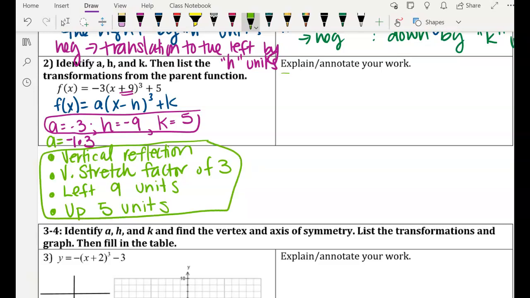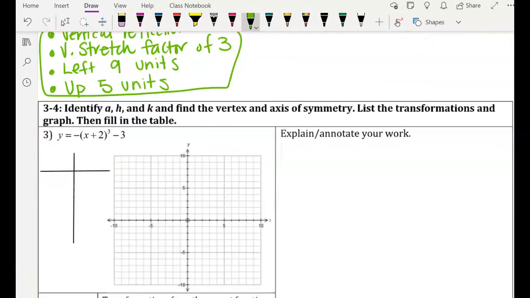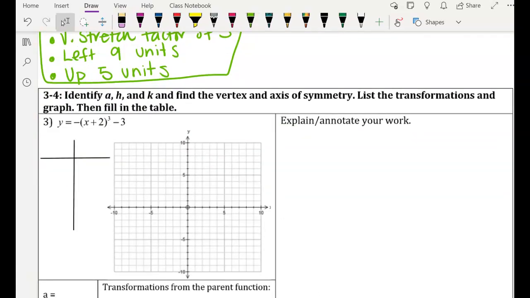Now, remember, we're giving you guys space over here. So if you need to write down the A value being -3, having 2 transformations, maybe that's a good idea. When you guys are reviewing for your test, that will jog your memory a bit better.